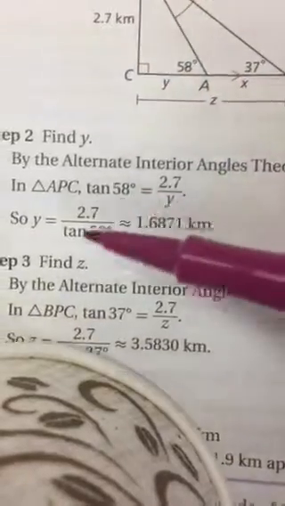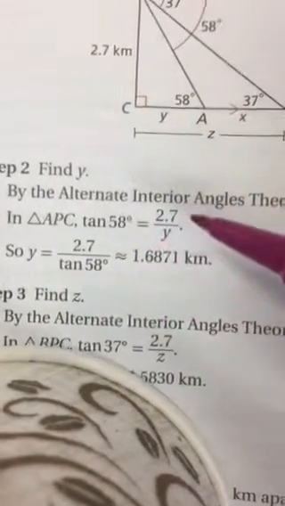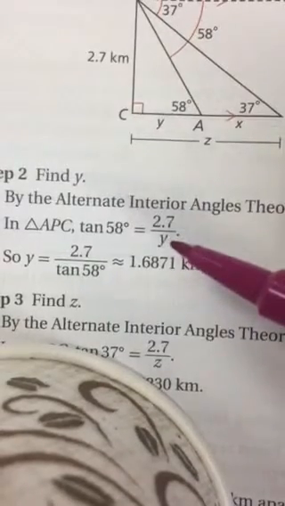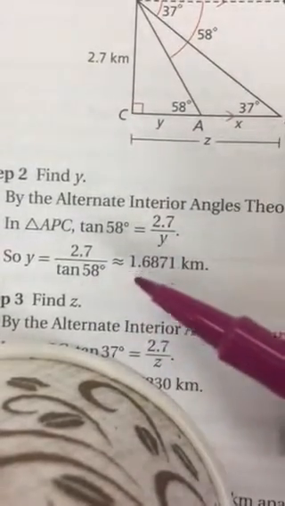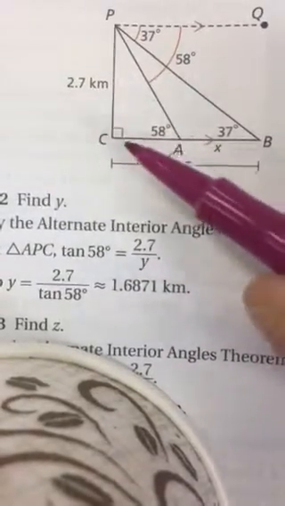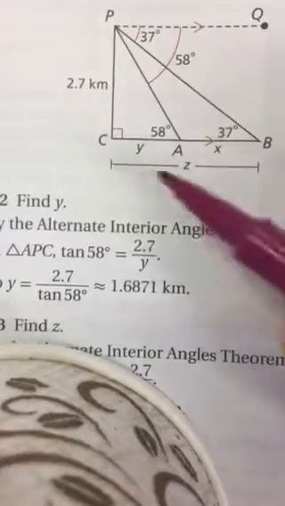So let's look at what they did. The tangent of 58 degrees equals opposite 2.7 over adjacent, which is y. When we solve for that, y equals 1.6871 kilometers. So that's distance y right here. Now let's solve for distance z.